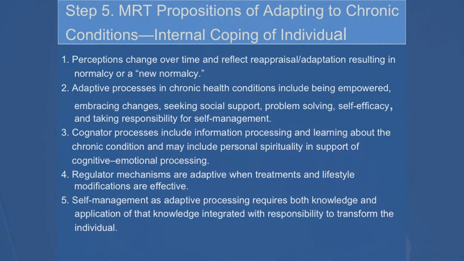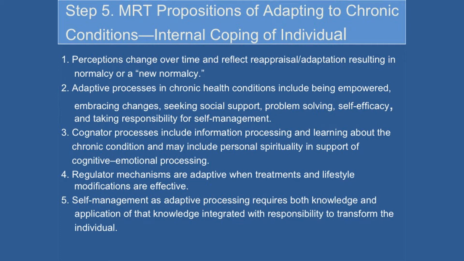The propositions for the middle range theory of adapting to chronic health conditions were divided as the clusters of propositions relating to the Roy adaptation model. So we're going to cover just two examples of these. And the first relates to the proposition of coping of the individual. So on this slide, we see the first one having to do with perceptions change over time and reflect reappraisal, adaptation resulting in normalcy or a new normalcy.